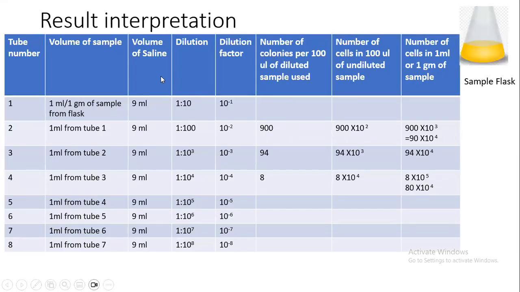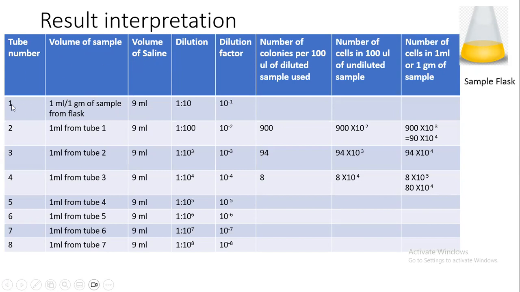Coming to the result interpretation, here we first need to make an observation table. The first column is going to be your tube number. The second column is going to be the volume of sample, and the third is the volume of saline, where you represent how you are going to do the mixing.